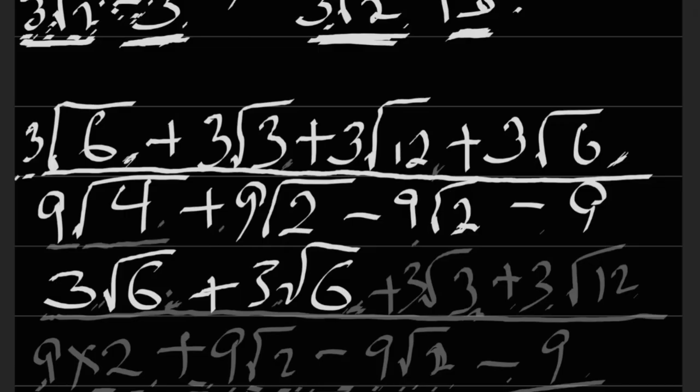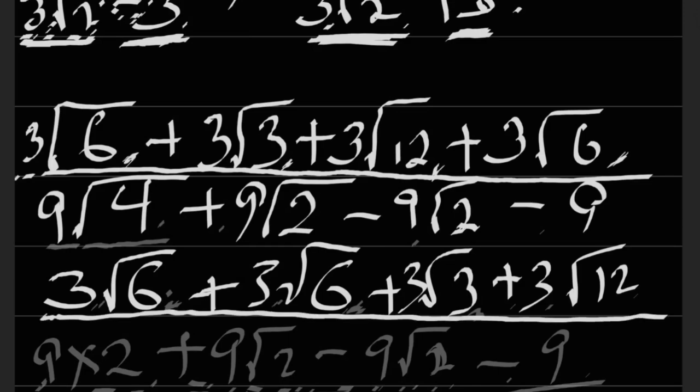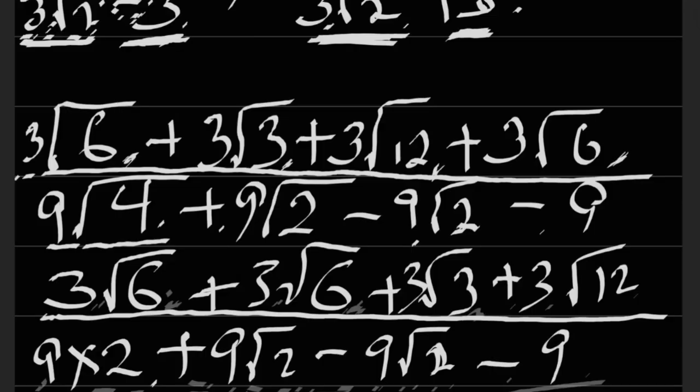And then this is our plus 3 root 3. And then this is our plus 3 root 12. Everything all over 9 times 2. Where did we get this 2? Square root of 4 is 2. Then plus 9 root 2 minus 9 root 2 and then minus 9.